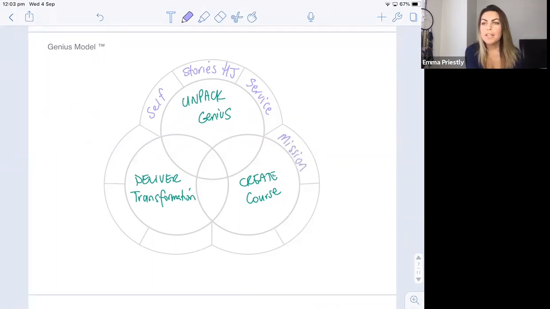So Unpack Your Genius is all about you, right? This is yourself, your stories, your journey, your service, your skills, right? The mission, however, is going beyond that. This is getting clear of who it is, your service, your path, your journey is going to impact on a global level. What is the point of all of this? How is it going to impact humanity? How is it going to raise consciousness? How is it going to raise the vibration of humanity? How do you let go of the guilt that what you're doing, is it enough?